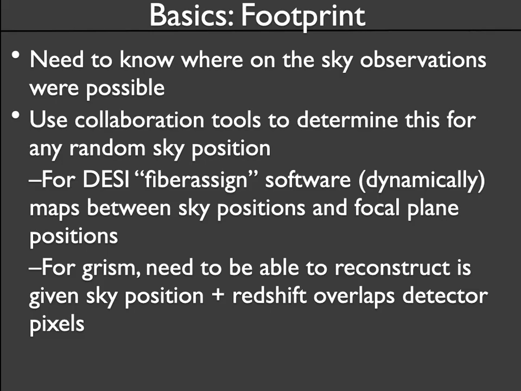So for the basics of the anisotropy, we just have to know where we actually could have observed, where we put those holes. And so that basically just means tracking everything that we do quite well, and validating that we've done it. So for DESI, we want to know everywhere on the sky that we could have possibly gotten a redshift. And we can use the DESI software to do this.